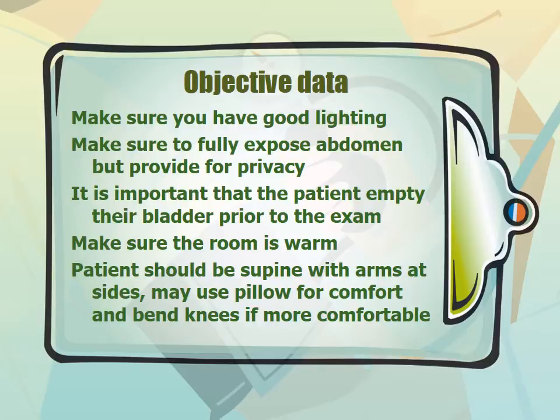The patient should actually be supine, or laying down with their arms at their sides, because if they have their arms over their head, it will actually cause their abdominal muscles to tense more. So you want them to put their arms at their sides. You can put a pillow up underneath their arms if you like, and you can also let them bend their knees if it happens to be more comfortable for them.